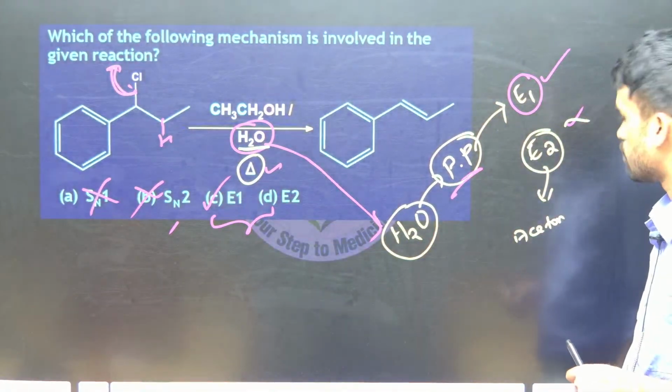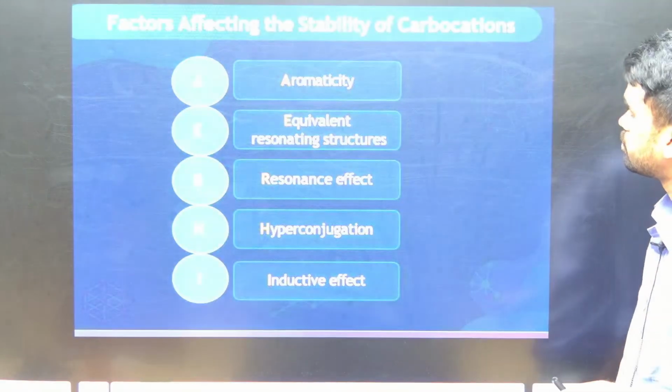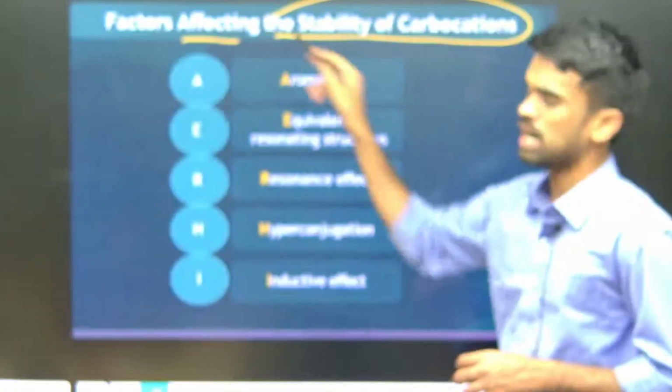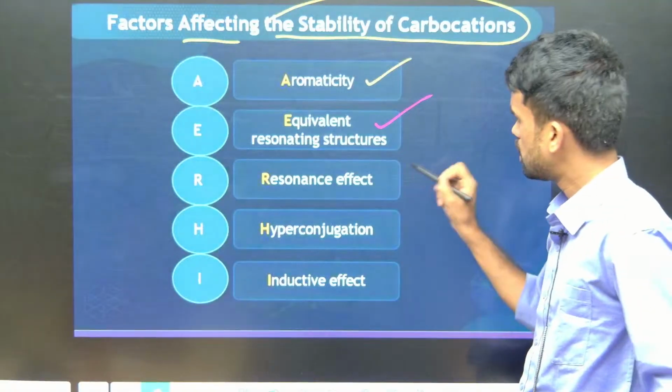So option C. The next question: what are the factors affecting the stability of a carbocation? First you need to check for aromatic nature. Next, equivalent resonance, if present, is also stable. Next you need to check for resonance, then hyperconjugation, and least is inductive effect. This is important again.